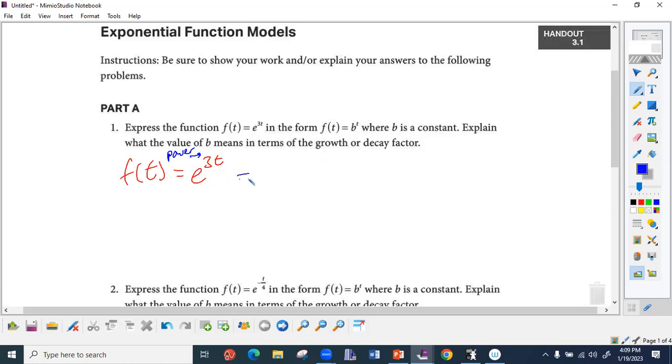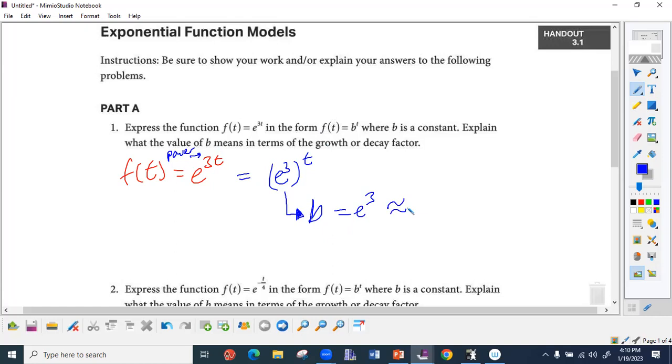So this can separate to become e to the 3rd and to the t, right? Because that's how the power rule works. That's how 3 to the t came, because I multiplied t times 3. Does that make sense? So now I have my base. This is now my b. So I now know that b is e to the 3rd. And I can use a calculator to find an approximate value to tell my team what our growth looks like or our decay looks like now, right?